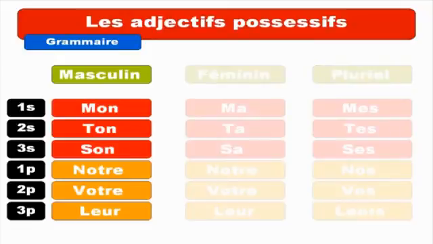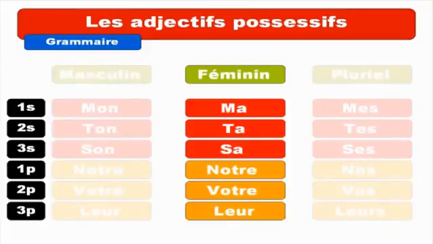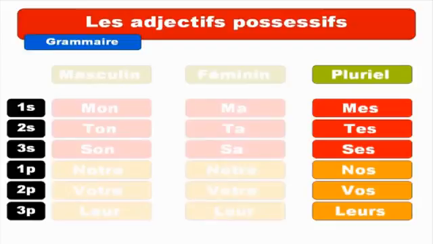So, that's it for this lesson. Let's repeat it together now. Masculine: mon, ton, son, notre, votre, leur. Okay? And then the feminine form: ma, ta, sa, notre, votre, leur. Okay? And finally: mes, tes, ses, nos, vos, leurs.